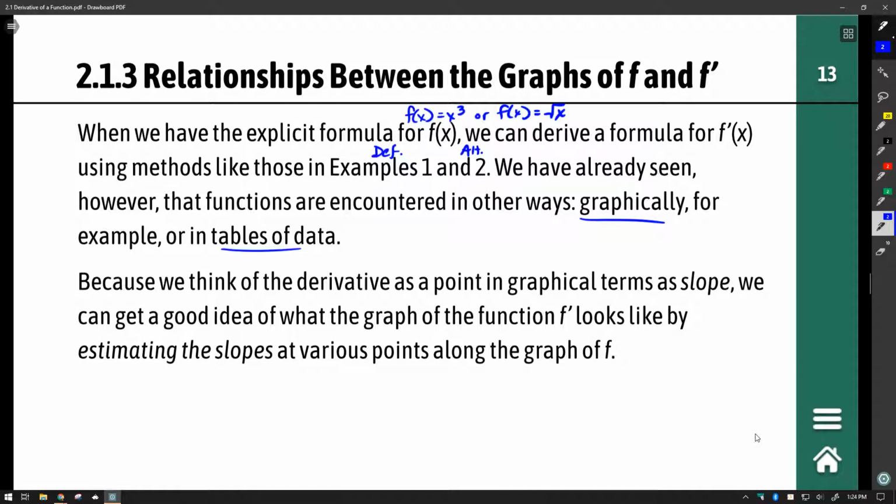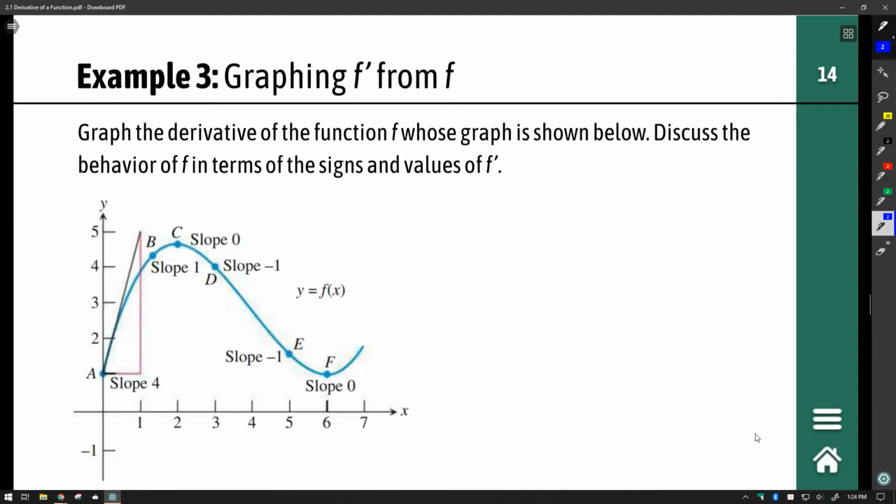Well, it has to do with the fact that we can think of the derivative at a point in graphical terms as essentially the slope. So we can get a good idea of what the graph of the function f prime looks like by simply estimating the slopes at various points along the graph of f. So here's an example where we're going to try to do that.